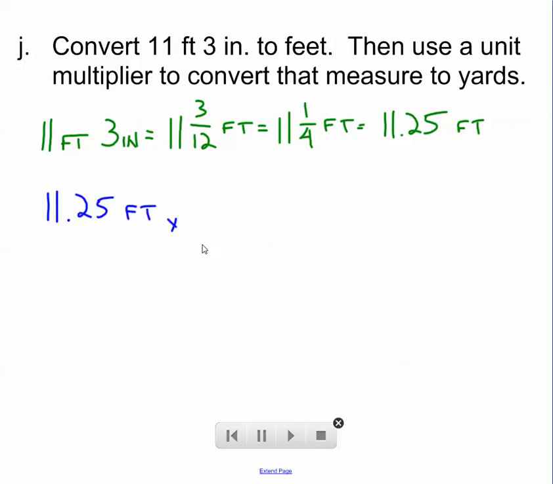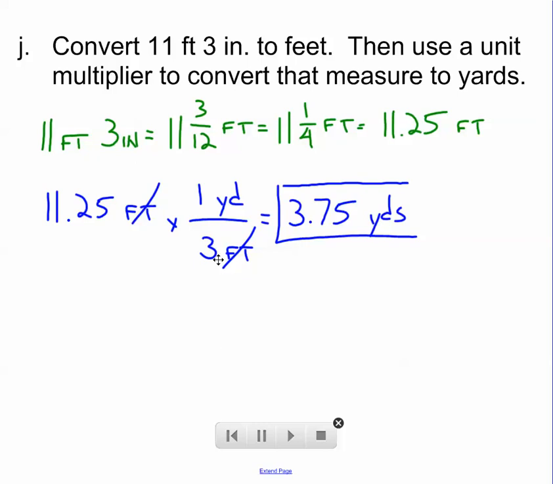Okay, so now we're going to take this 11.25 feet and convert it to yards. I know that there's 3 feet in a yard, but actually I'm going to write that upside down. 1 yard has 3 feet in it. And the reason I did that, going back to the first few examples, is so I can get feet to cancel out. All I've got left is yards. This is 11.25 divided by 3 because the 3 is on the bottom. That's 3.75 yards. 3 3/4 yards, same thing.